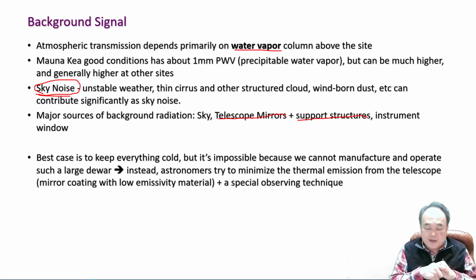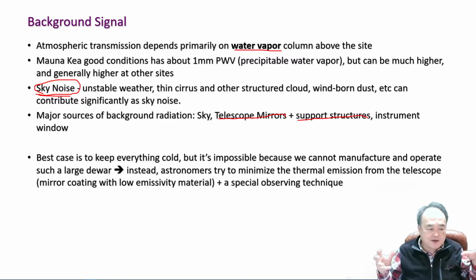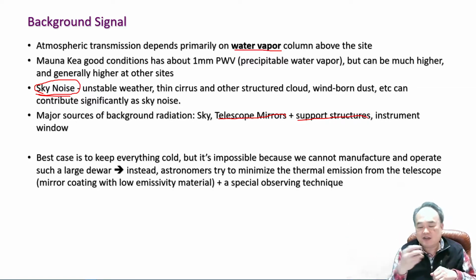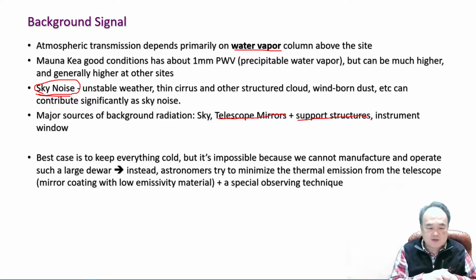So the best case is keeping everything cool, right? Maybe by using liquid nitrogen or something, but practically, creating a huge dewar to cool everything, including the telescope, is impossible. So astronomers use a very special technique to somehow eliminate the flood of mid-infrared background radiation. So let's learn about that special observing technique.